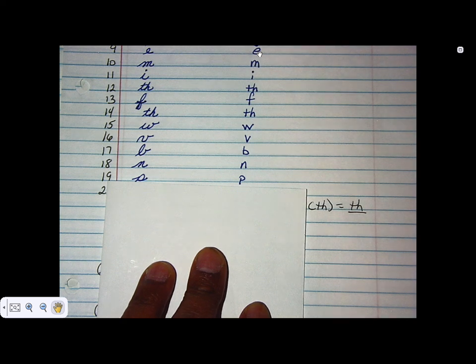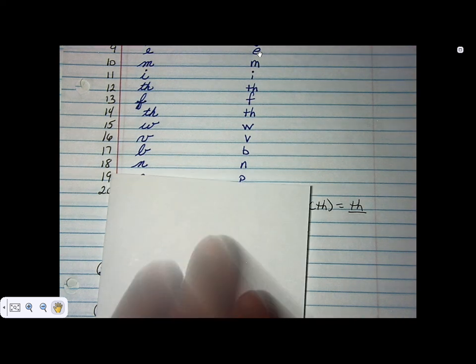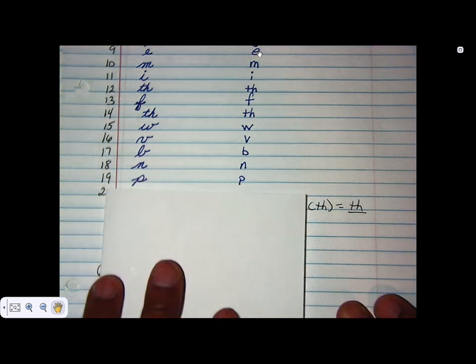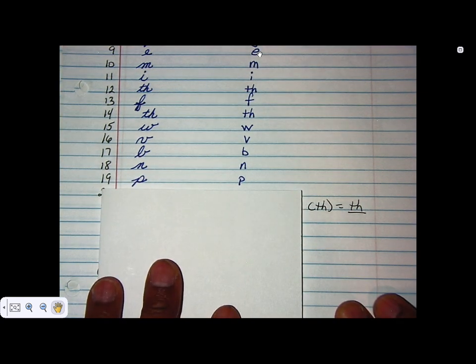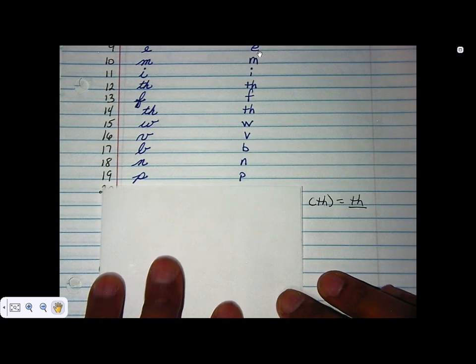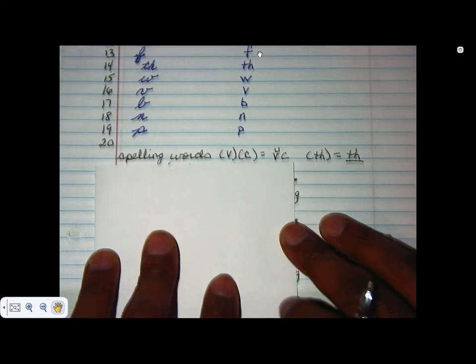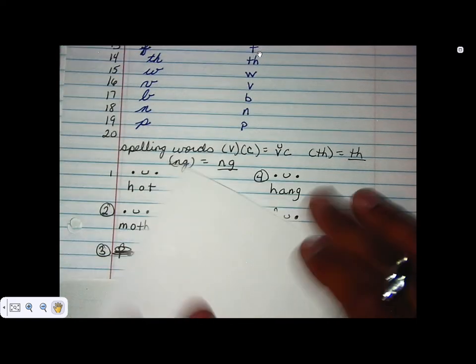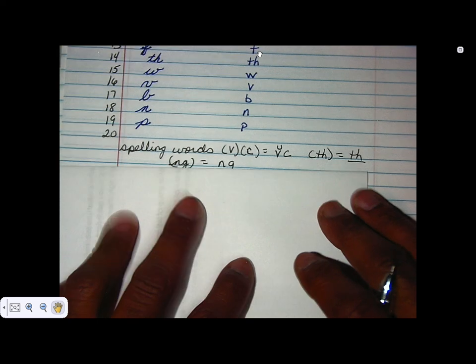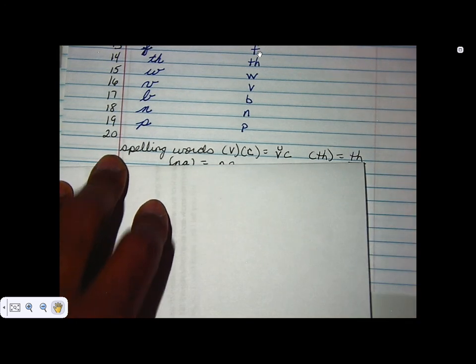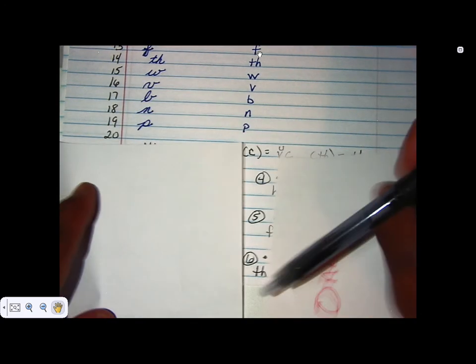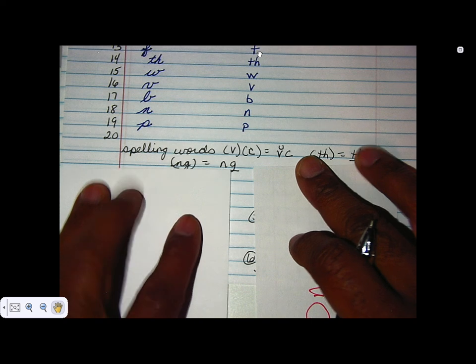Now those are the sounds that we have gone over while you sit with me or on the video, or when you sat and watched the videos that go over the keywords and sounds. The next thing we're going to do is we're going to spell some words. So here are the words that we are going to spell. Number one, I need you to spell hot. The word is hot.